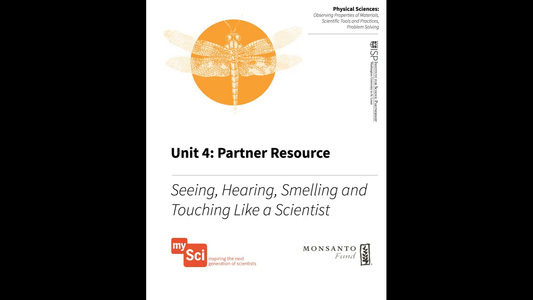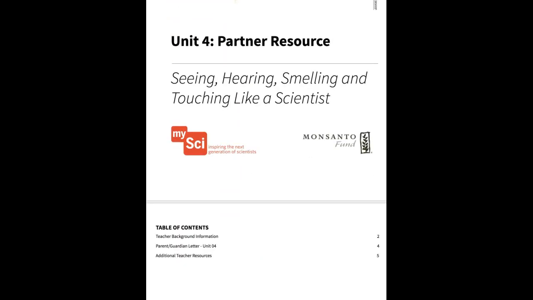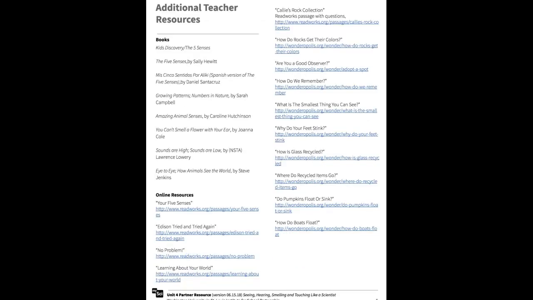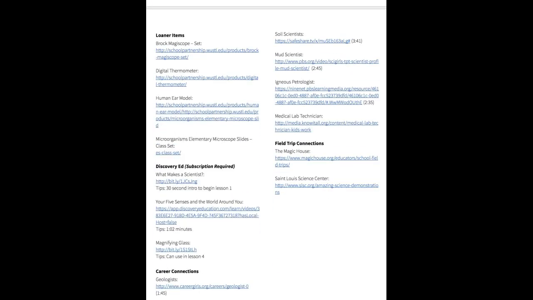You can find additional career connections in our Unit 4 Partner Resource document. Head to the Additional Teacher Resources section and you'll find the career connections towards the bottom of this section. These are external links that you can show your students about different careers scientists can have.